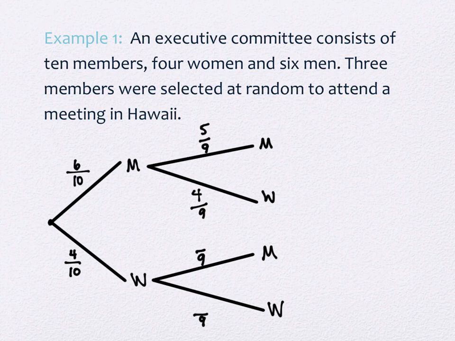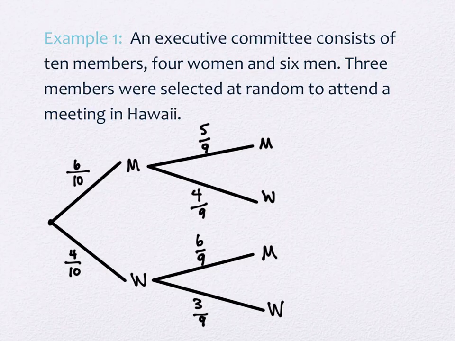But if I come along the bottom branch where the woman's name was drawn, a woman's name was drawn first, how many men's names are still in the basket? 6. And how many women's names are in the basket? 3.